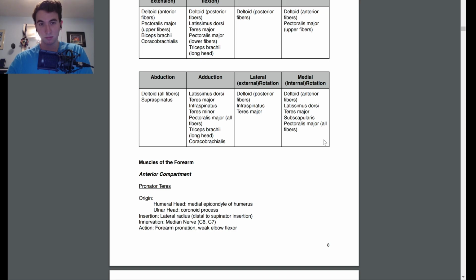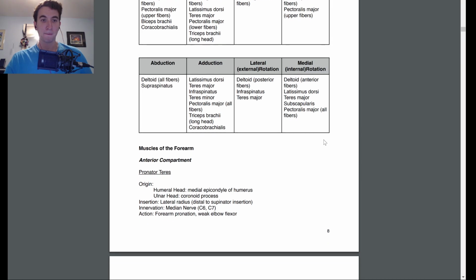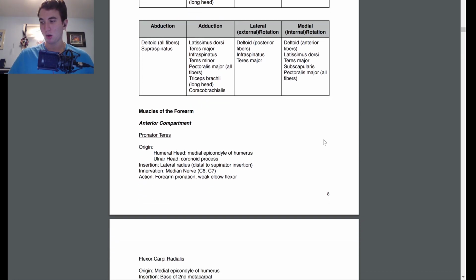Lateral external rotation comes from the deltoid posterior fibers, infraspinatus, and teres minor, and medial internal rotation comes from the deltoid anterior fibers, the lats, teres major, subscapularis, and pec major, all the fibers of them. And now that is the arm, muscles of the arm done. Now we'll move on to the forearm.